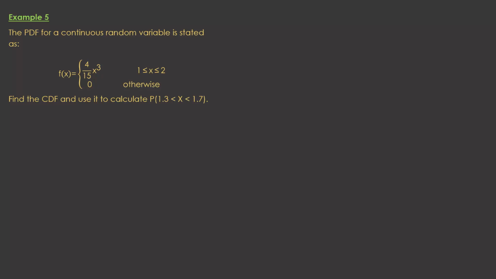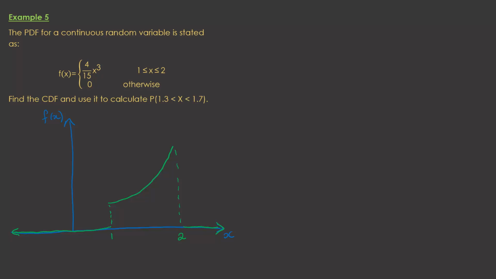So this is a graph of our function. So we'll have x and f of x up here. And then it's 4/15 of x cubed between 1 and 2. So let's say that that's shaped something like that, where this is 1 and this is 2. And of course, it's going to be 0 going off that way and off this way.